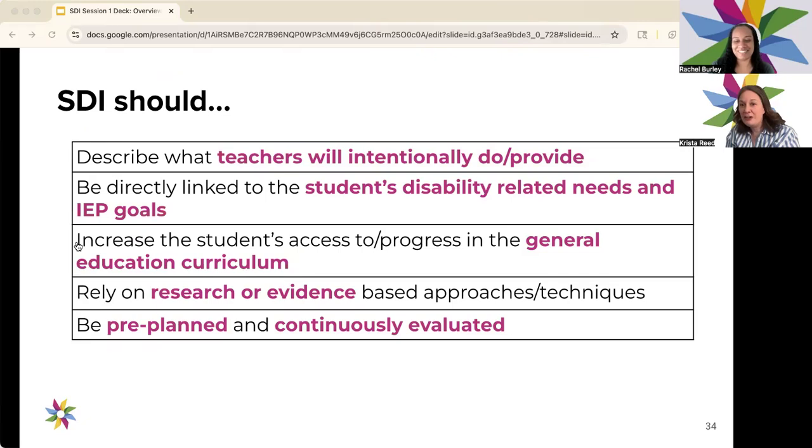Now we're going to do some scenario practice. We're going to show you a few scenarios and want to remind you of what SDI should be. We should be describing what teachers do. It should be clear how it's related to students' disabilities, and it should increase their access to the general ed curriculum and have some type of research or evidence base.